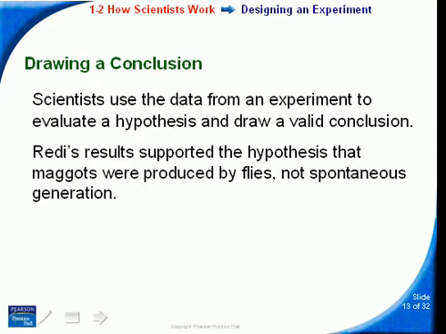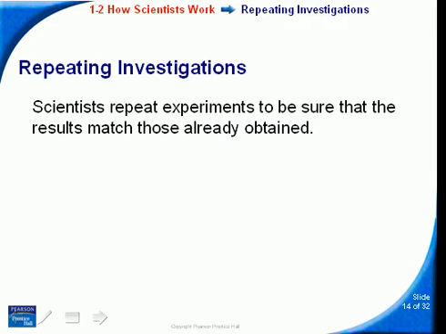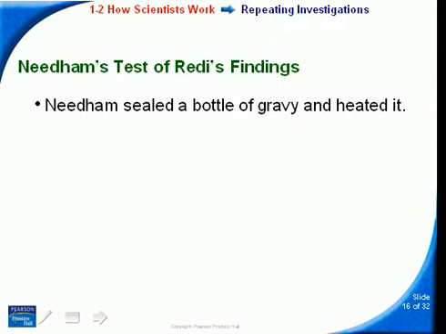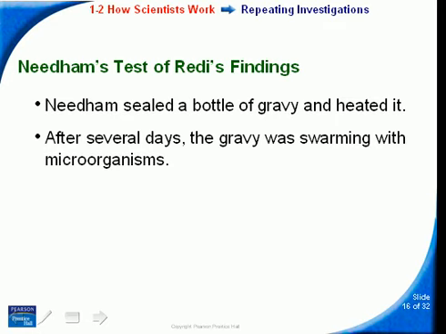Now, repeating investigations. Scientists repeat them just to make sure they're accurate. And there was a guy named Needham who didn't believe Redi's results, and he said, well, there's got to be a way that spontaneous generation occurs. It's if you have the right conditions. So what Needham did was he sealed a bottle of gravy, and then he heated it, and after several days the gravy was teeming with microorganisms.